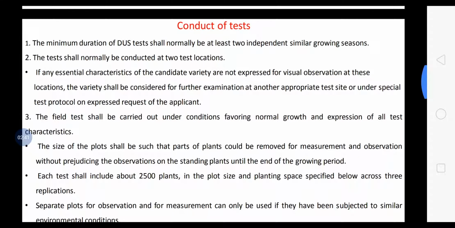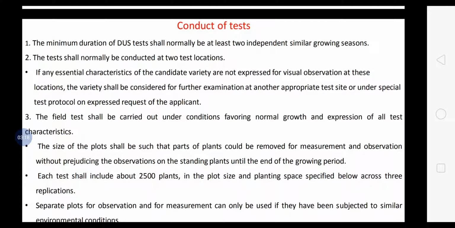Coming to conduct of the test, the minimum duration of DUS test shall normally be at least 2 independent similar growing seasons. That means you cannot conduct the DUS testing one in Kharif and one in Rabi, and you will end up with the experiment. There should be 2 similar seasons. That means the climatic conditions for growing that particular variety or hybrid or whatever it may be should be the same. The test shall normally be conducted at 2 test locations.